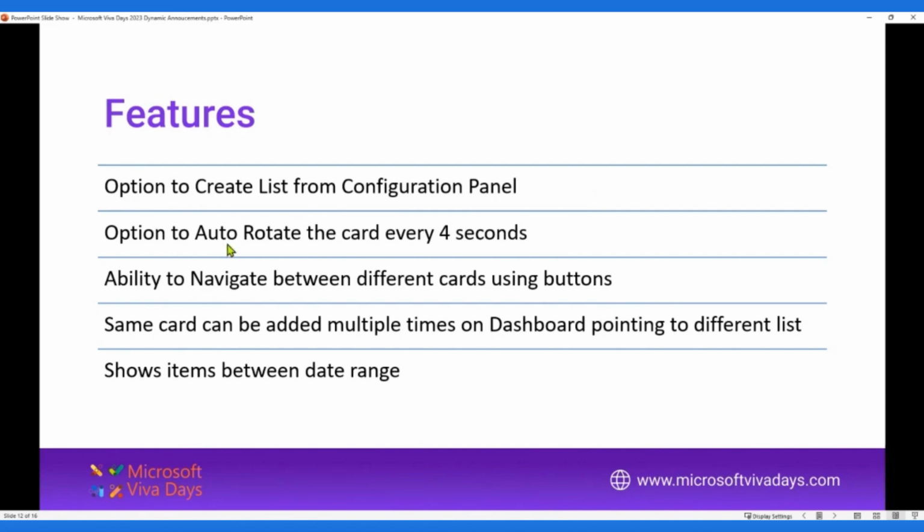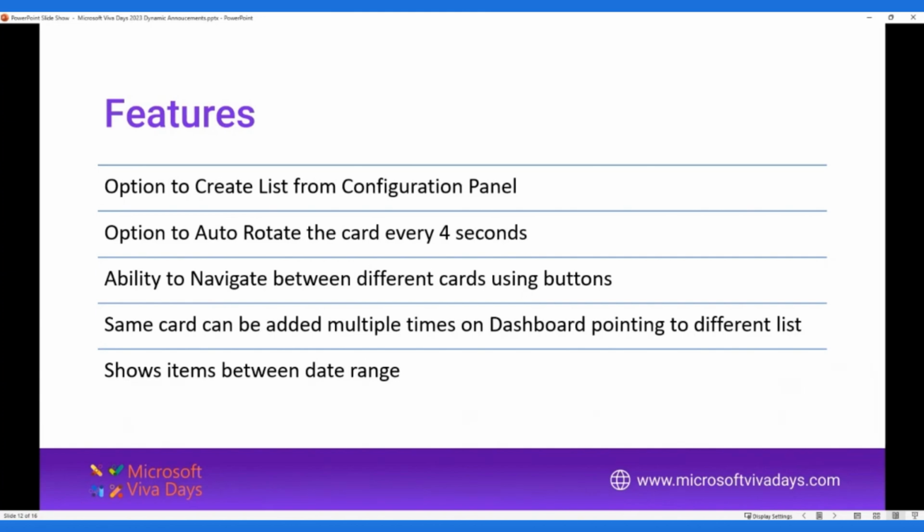Because this is a reusable adaptive card, the same card can be used for multiple types of quick views to be displayed. It has a feature wherein the cards auto rotate and get a new item every 4 seconds. You can also manually navigate between different cards, and the same card can also be used on the dashboard multiple times, pointing to a different list. It means because the list is configurable, from where to read that data, you can use the same card multiple times on the same dashboard but pointing to different lists.